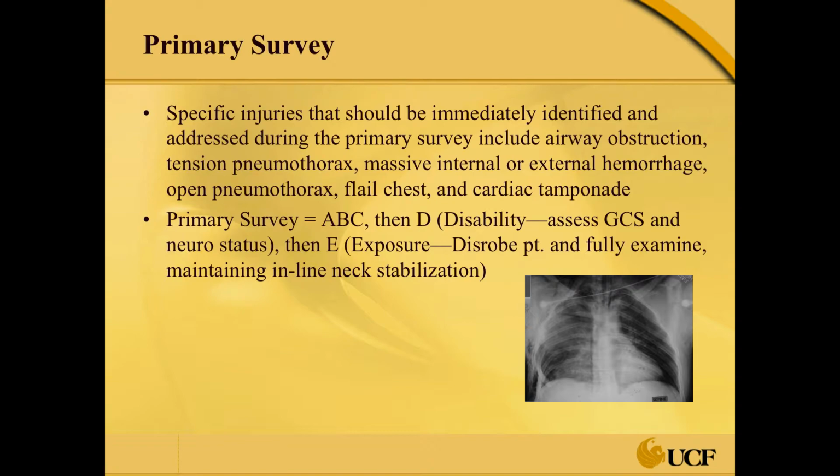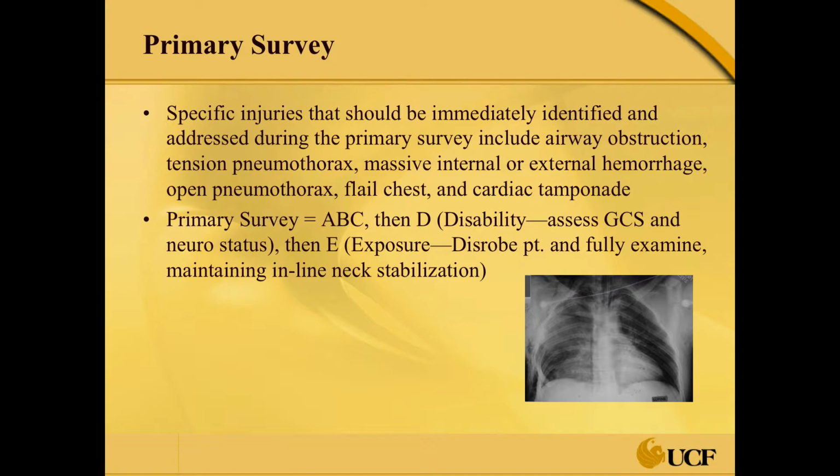And then cardiac tamponade. Look at the jugular venous pattern. Is it distended? Do you see gross jugular venous distension? Well, that could be a sign of impending cardiac tamponade, which could be significantly life-threatening.